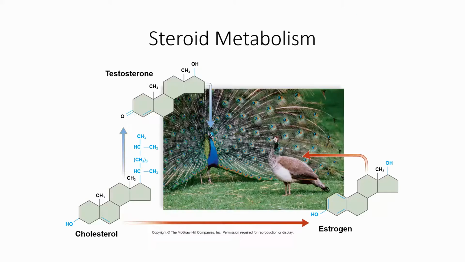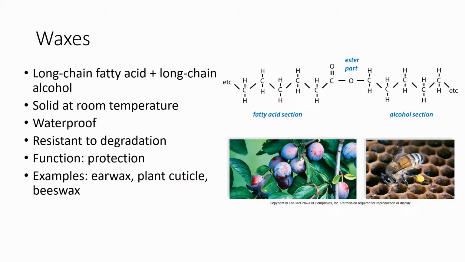And you can see an example of that here. So here we have a cholesterol molecule, and if you modify it in a certain way, it becomes testosterone. Put that into an adult mammal, and it will start to develop male secondary sex characteristics, like this giant floofy peacock here. On the other hand, if you modify it in a slightly different way, you'll create estrogen. Put that in an adult animal, and you'll induce secondary female sexual characteristics, like the less startlingly beautiful peahen. Don't worry, she's got some pretty feathers too.